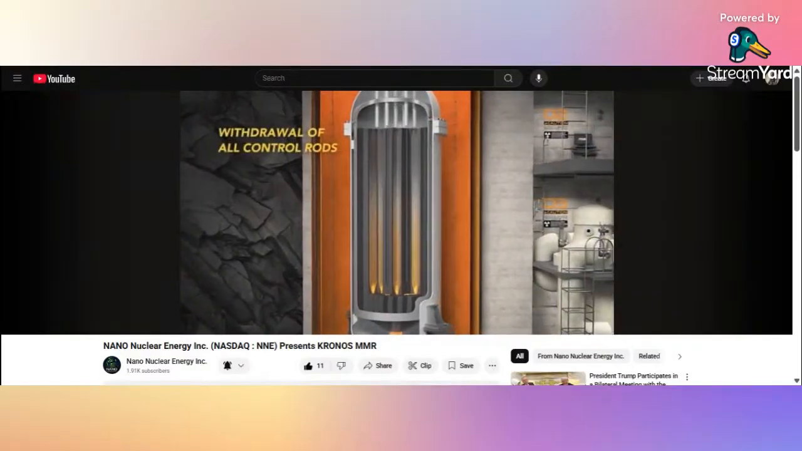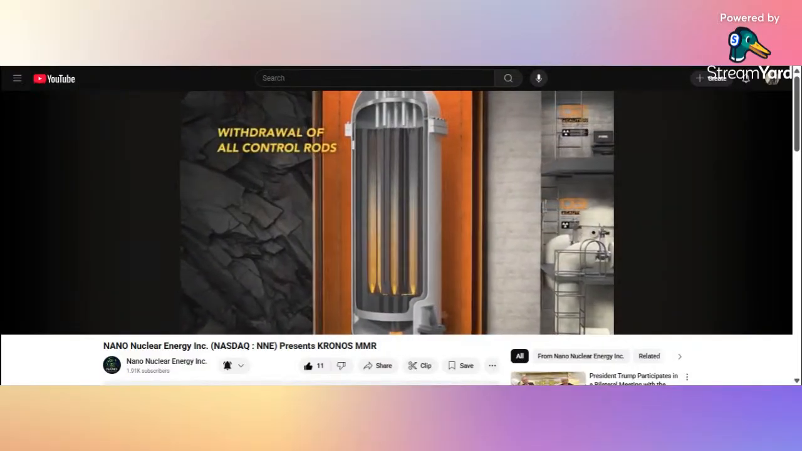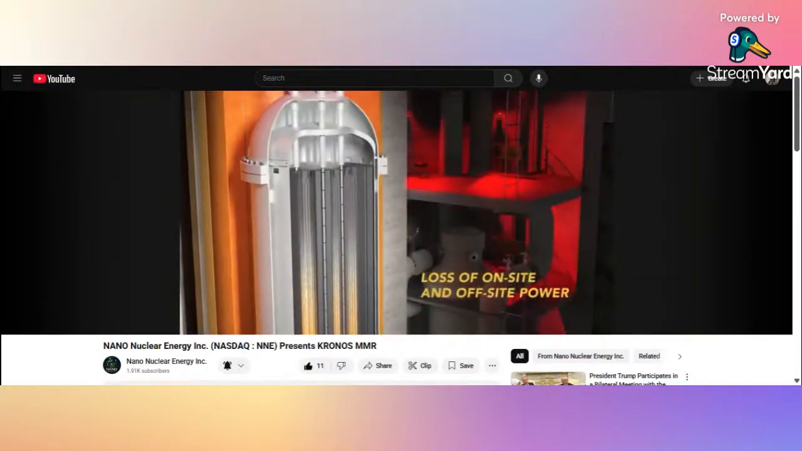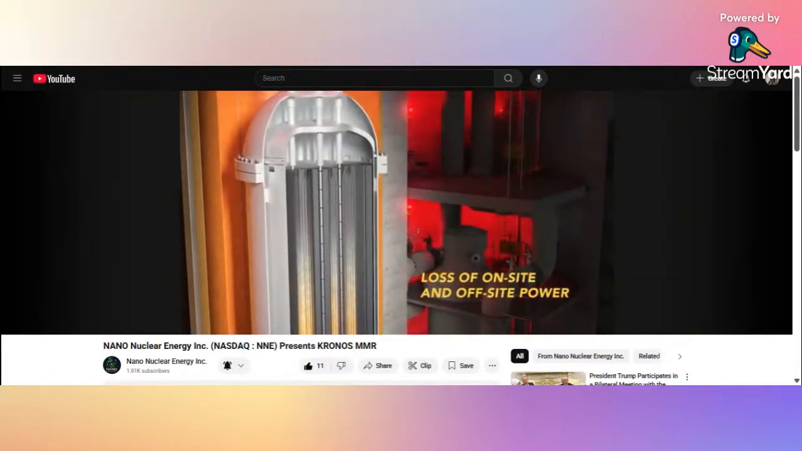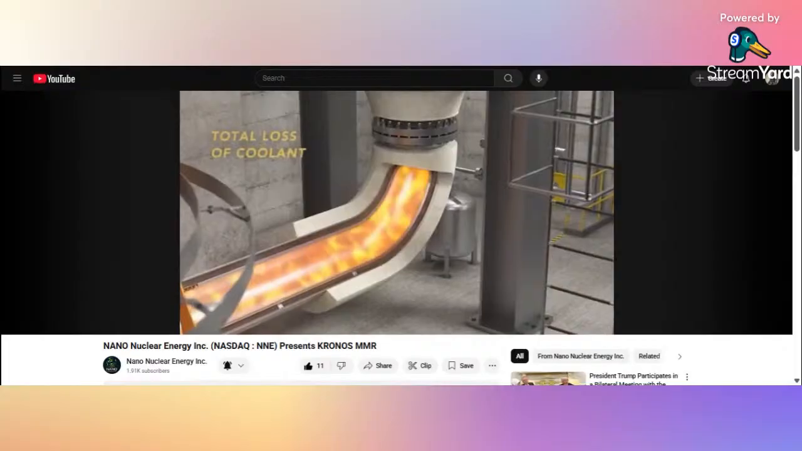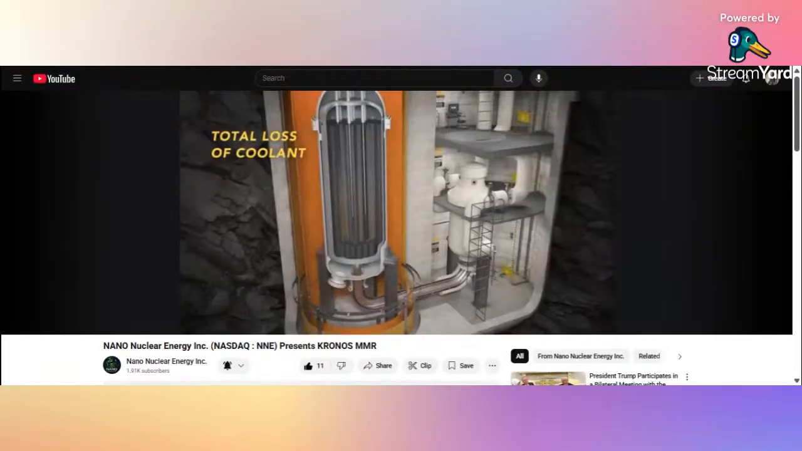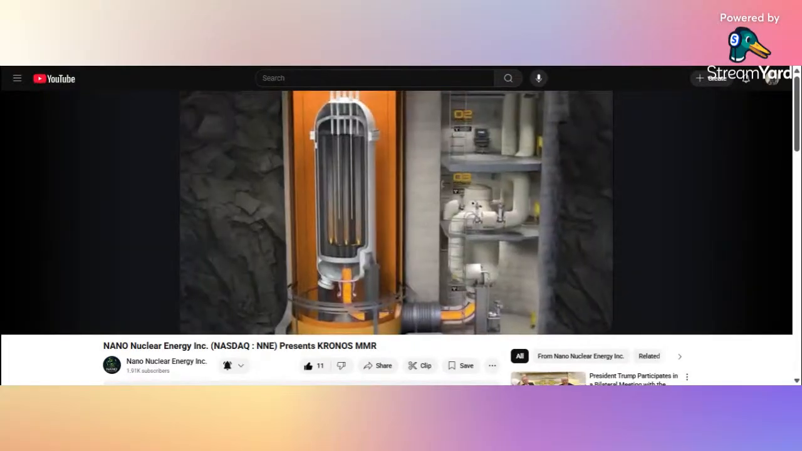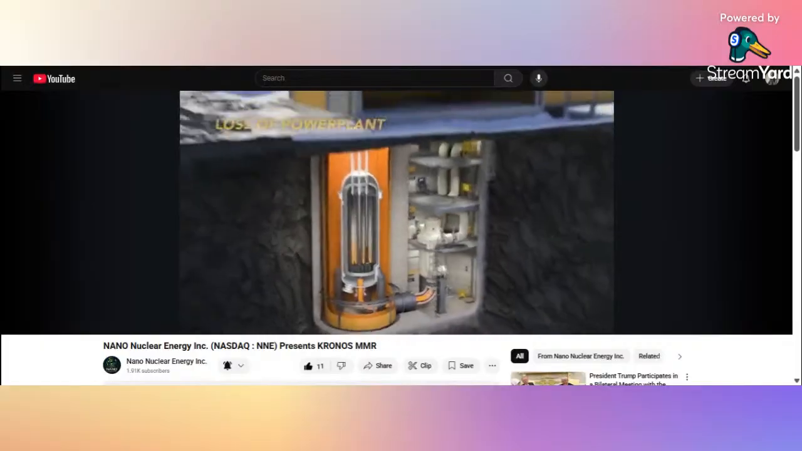It can deal with complete withdrawal of all control rods. It doesn't need power to operate cooling pumps or emergency systems. The MMR doesn't even need coolant or natural airflow to stay at safe temperatures. It doesn't really need very much at all.